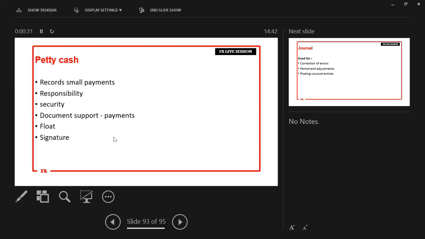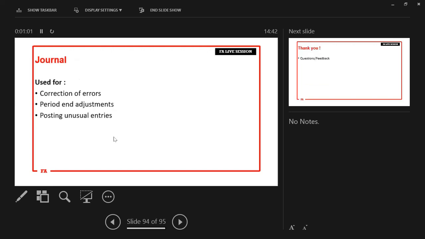All right, document support. We said literally all payments, unless in circumstances which are quite unique, must be supported by what? Petty cash vouchers and receipts. Then you'll be given a float. You can't operate outside the float. Remember, some people cannot handle more than that; money has got a way of speaking. Then signature. We talked about the fact that on the petty cash voucher, there should be no signature for the petty cashier. Then the journal, I think we have discussed some of these points. Used for the correction of errors, period end adjustment, posting.